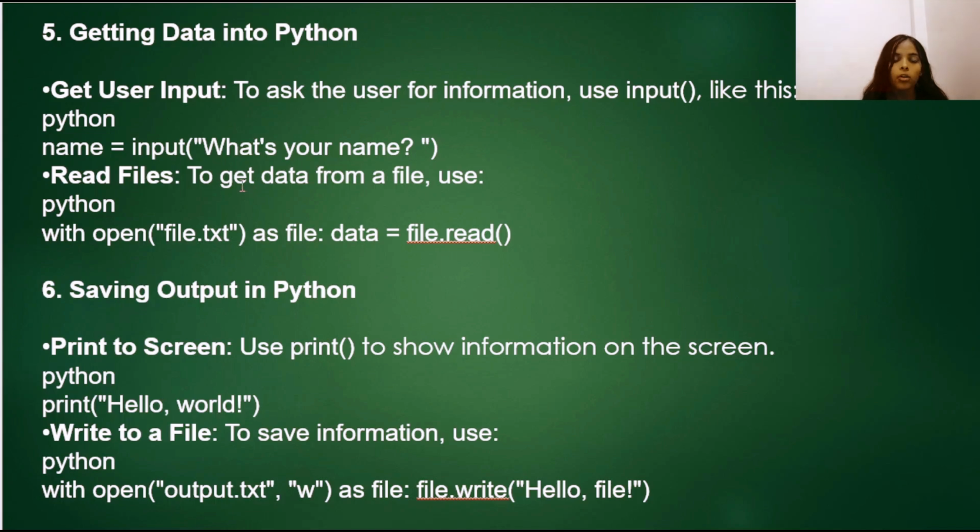Now we can also read data from a file. How can we do this? With the open method. Inside this we write the file name which we want to read, as file. Now we can use the file.read function to read the data from the file.